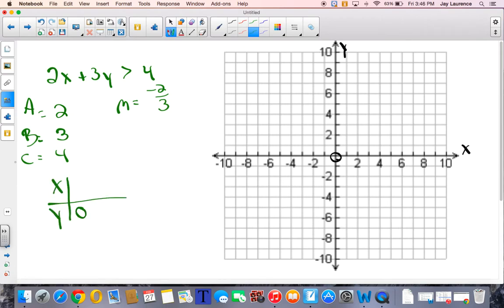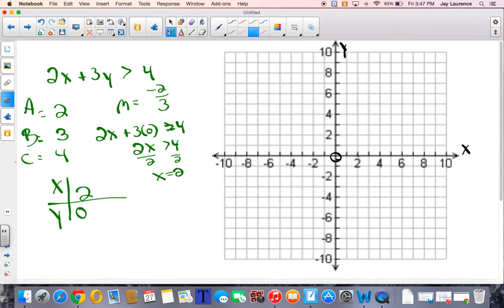And I'm going to plug 0 in for y. And when I do that, I'm going to get 2x plus 3 times 0 is greater than 4. This left-hand side is going to simplify to 2x. 2x is greater than 4. Divide by 2, and x will be 2. Okay, now it says greater than. When I'm testing, it's really only equal to, but that's okay. So (2, 0) is my x-intercept.